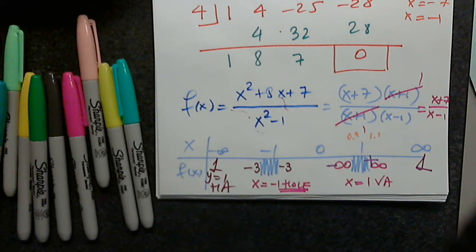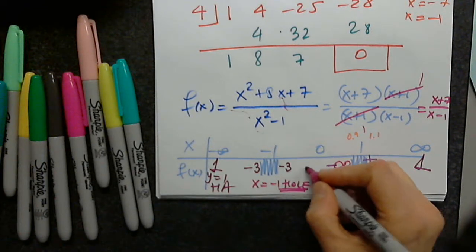I only need 2 more things. One would be plug in 0. Please plug in 0. Yes, so -7. Good. When I plug in 0, I get -7.